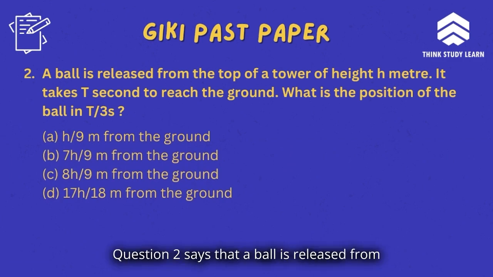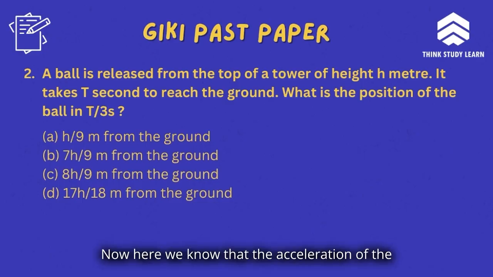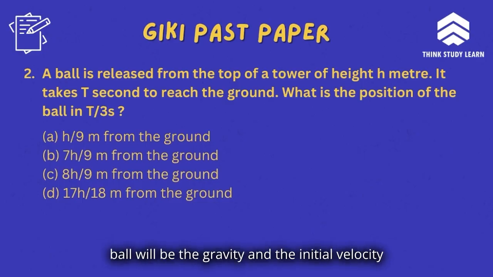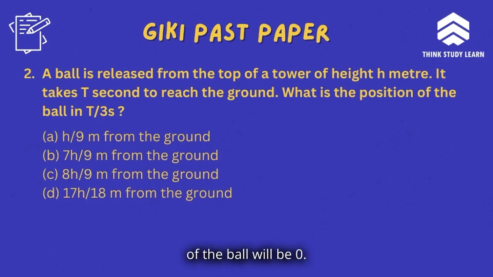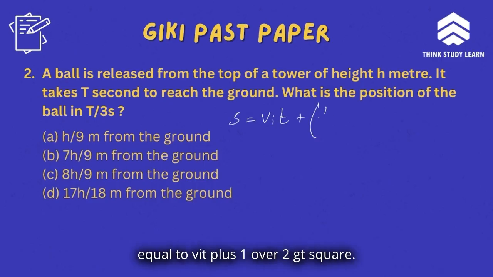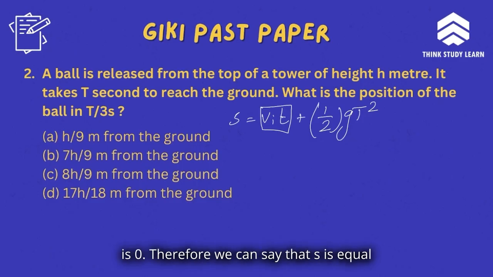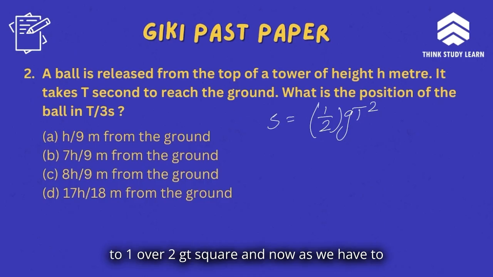Question 2 says that a ball is released from the top of a tower of height h meters. It takes t seconds to reach the ground. What is the position of the ball in t by 3 seconds? Now here we know that the acceleration of the ball will be the gravity and the initial velocity of the ball will be 0. The equation of motion we will use is S is equal to Vi t plus 1 over 2 g t squared. Here this part becomes 0 as the initial velocity is 0. Therefore we can say that S is equal to 1 over 2 g t squared.